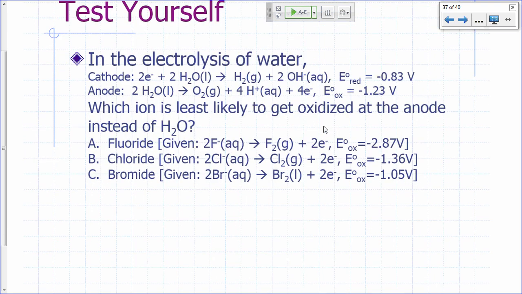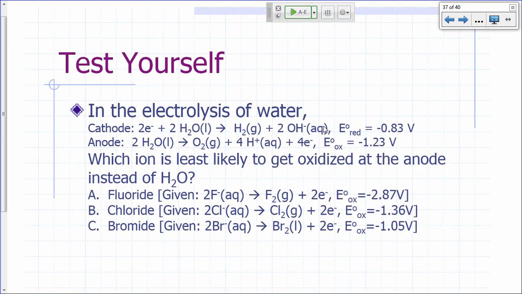So here's a clicker question. Which ion, if you're going to add electrolyte to your water, is least likely to get oxidized at the anode instead of water? Which of these is least likely to compete with water at the anode as far as oxidation is concerned? Fluoride, when it's oxidized, the oxidation potential is negative 2.87. Chloride has an oxidation potential of negative 1.36. And bromide, negative 1.05. Ready?